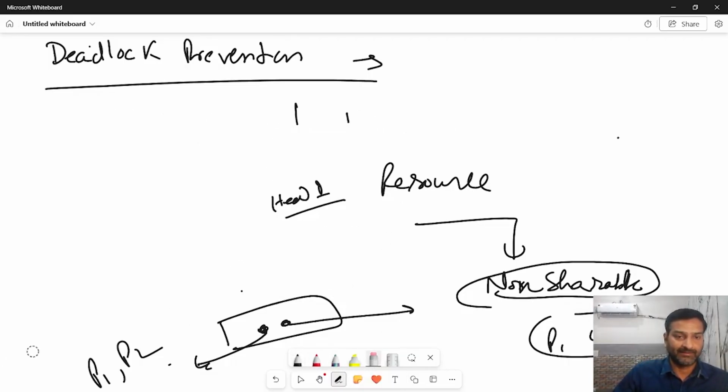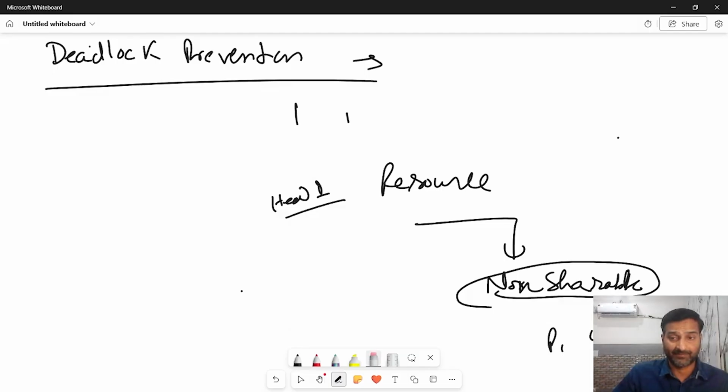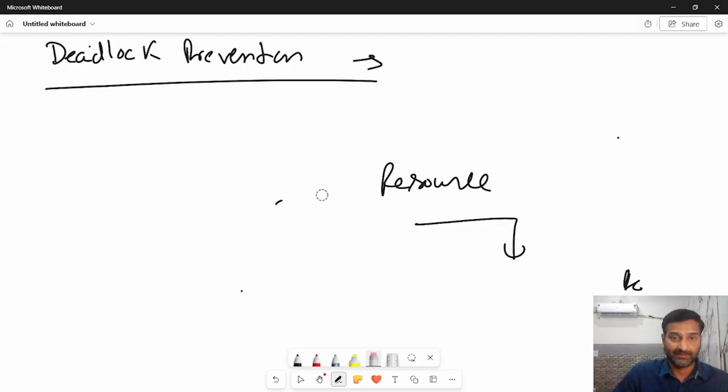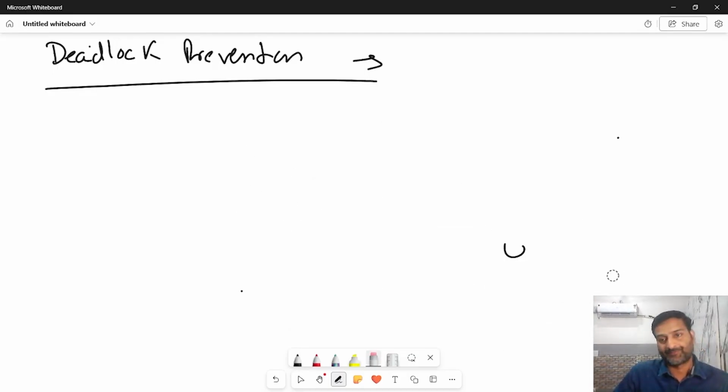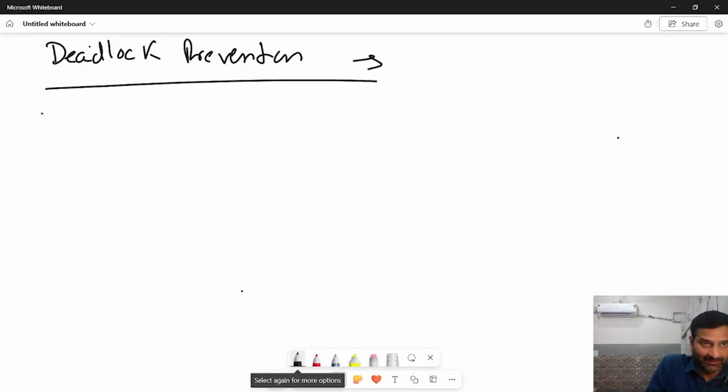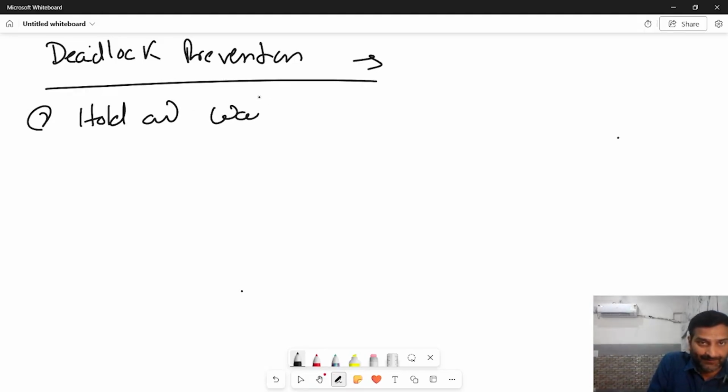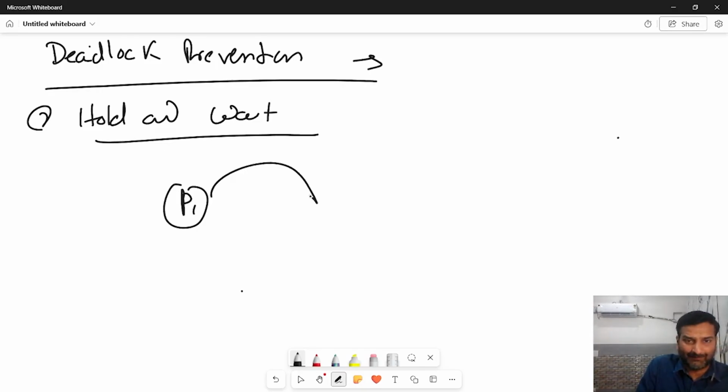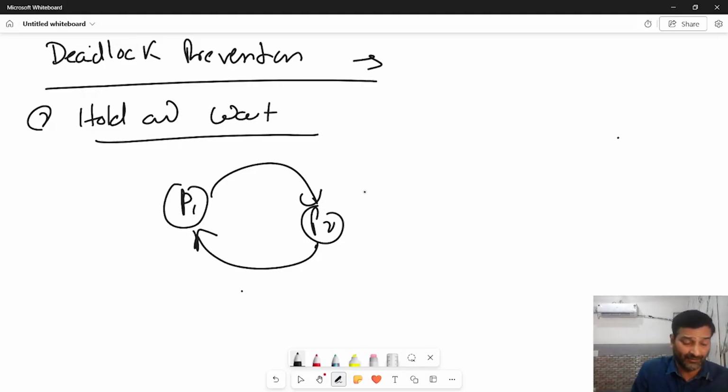Now, the next condition, how to prevent the next condition, that is hold and wait. In hold and wait, what was causing the deadlock? Second was hold and wait. We already studied that if P1 is holding some resources and waiting for P2, and P2 is holding some resource and waiting for P1, this situation leads to the deadlock. So how can we prevent this situation, hold and wait?